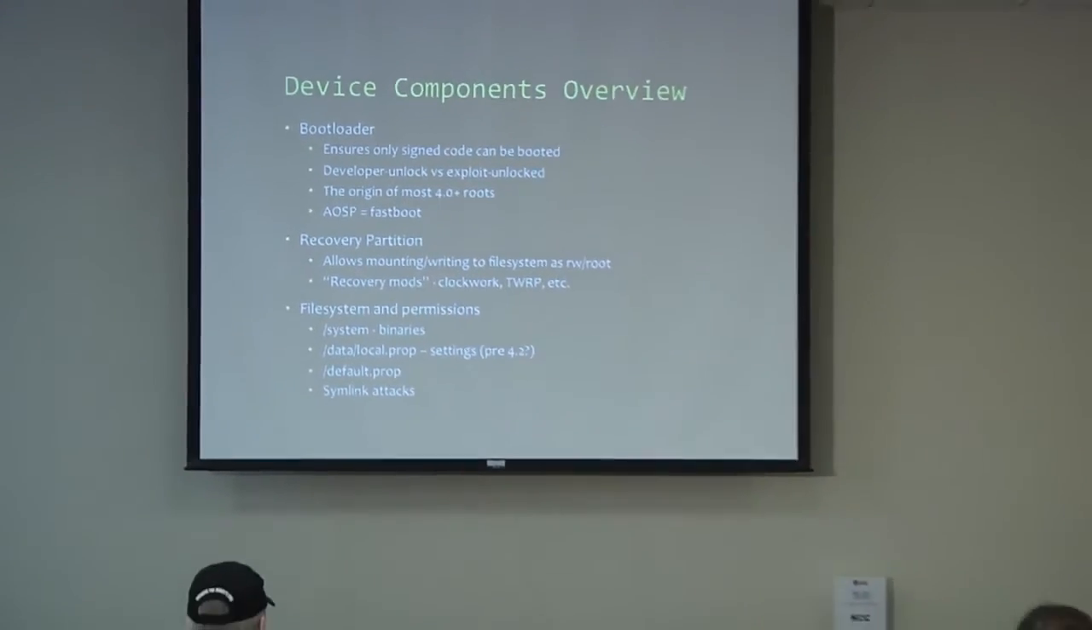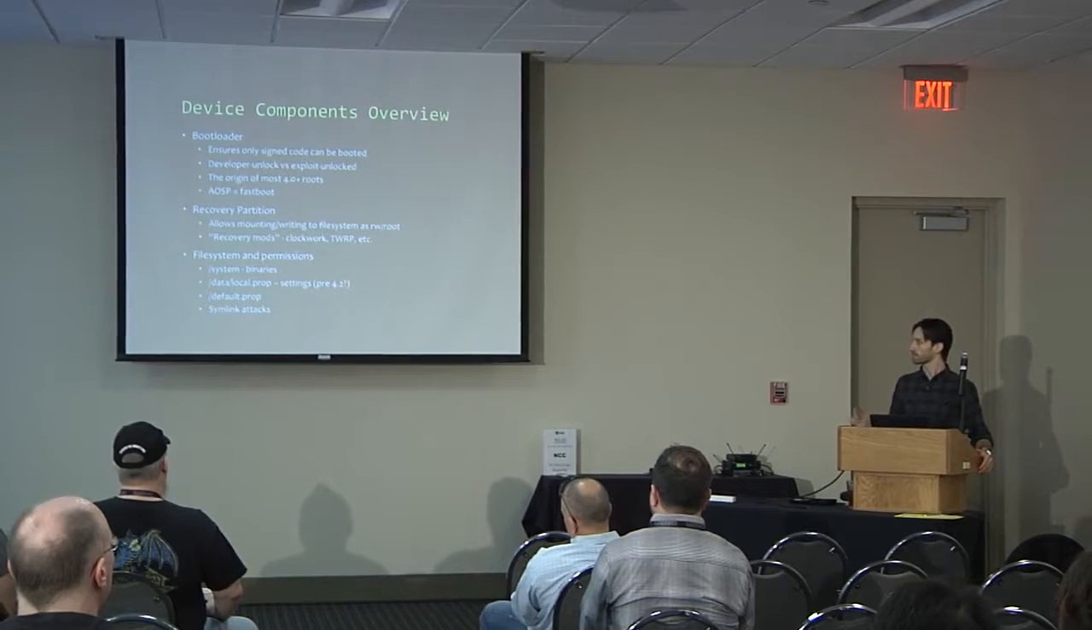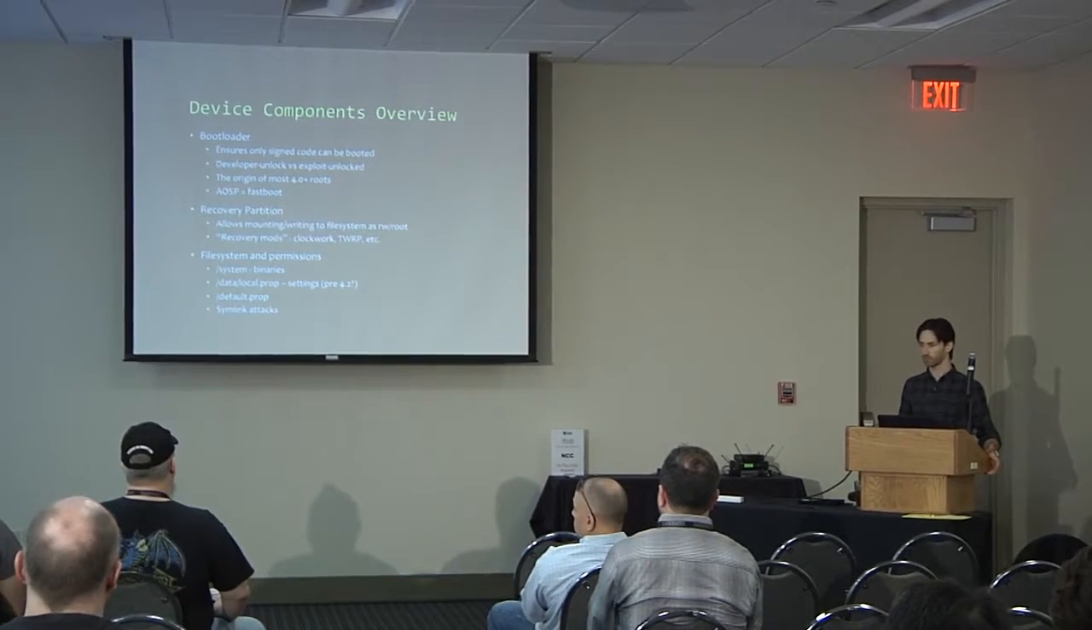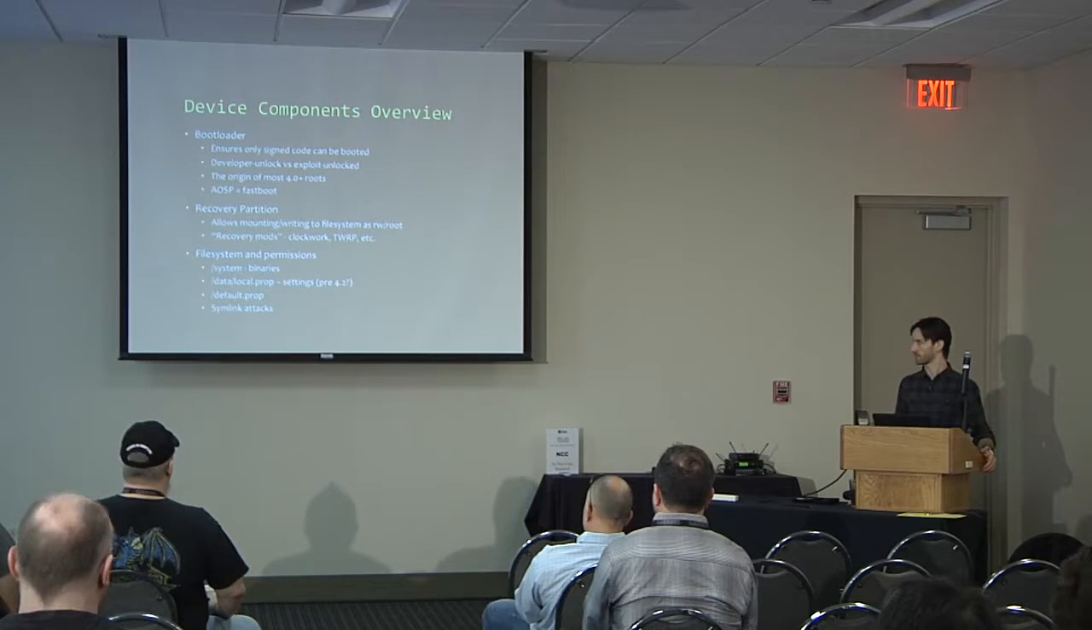/system should be mounted as read-only. That contains some binaries. /data/local.prop was honored pre-4.2. I've been looking through the source tree and trying to figure out when exactly they started ignoring that. I think it's 4.2.